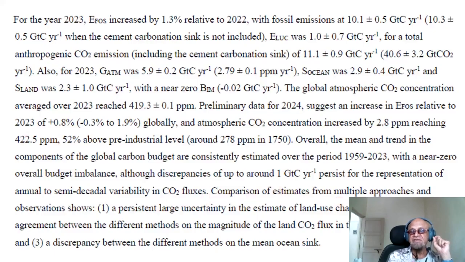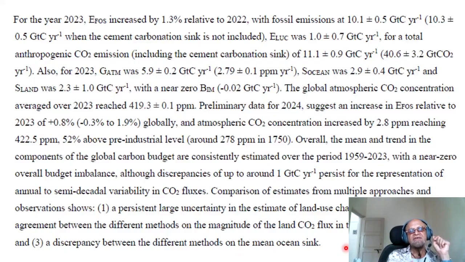Comparison of estimates from multiple approaches and observations shows a persistent large uncertainty in the estimate of land use change emissions, not very difficult to imagine because of all the hyperlocal scale impacts, and low agreement between the different methods on the magnitude of the land CO2 flux in the northern hemisphere extratropics, and thirdly, a discrepancy between the different methods on the mean ocean sink.